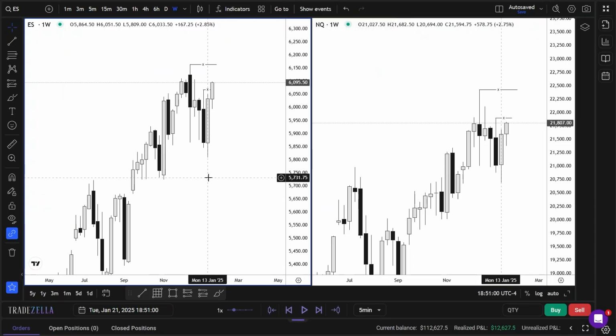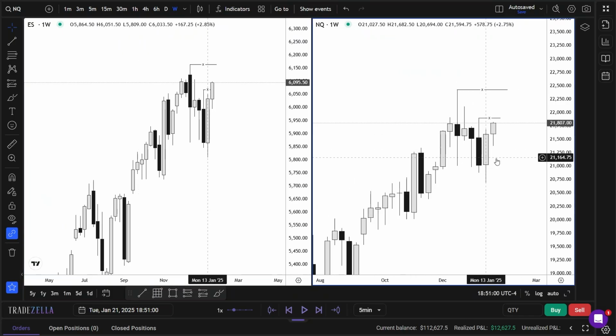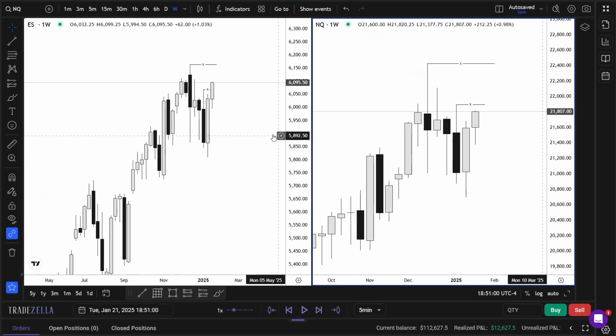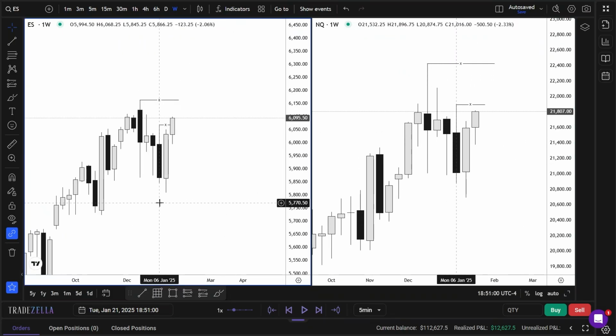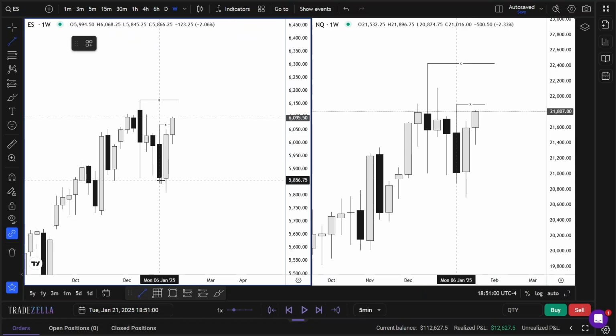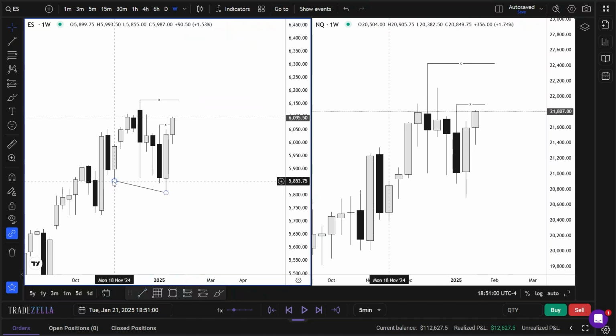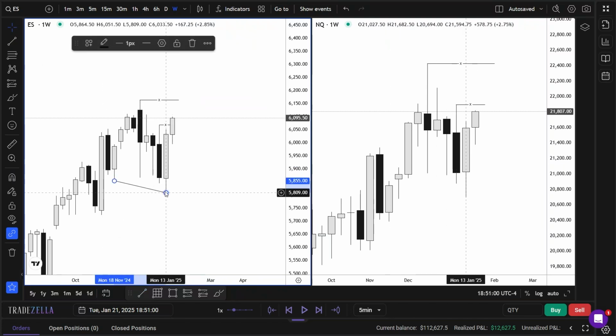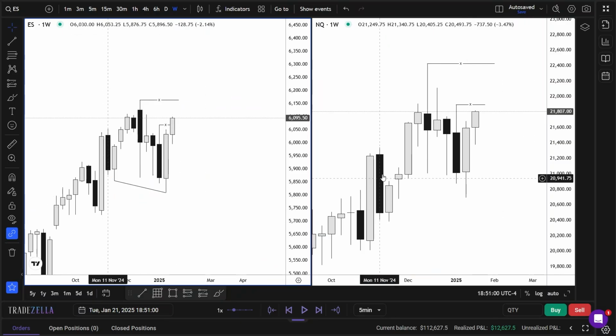Here on the left, we have ES, and on the right, we have NQ, and we are currently on the weekly time frame. Let's look at what the previous week did, because for us to be able to determine the bias of this current week, we need to check the previous week's data, right? So previous week, as we can see, we have a key level here. The previous week traded into this key level, right? We had a swing point here. We took out that swing point with last week's candle.